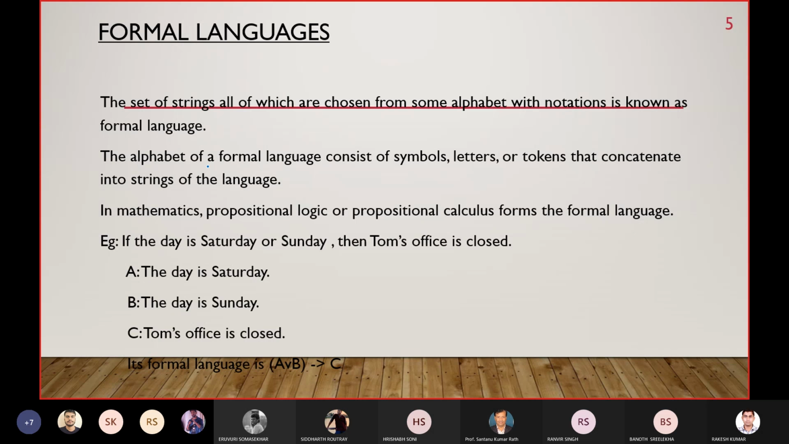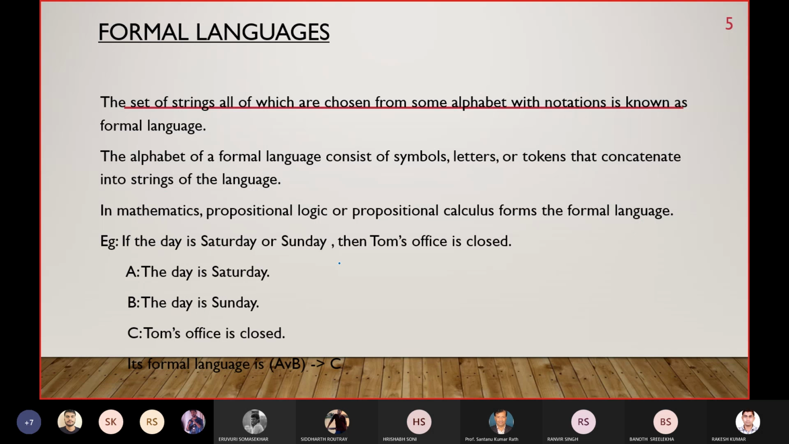Now, formal languages. What is a formal language? The set of strings, all of which are chosen from some alphabet with notations, is known as a formal language. The alphabet of a formal language consists of symbols and letters, like A, B, C, and symbols like at the rate of, hash, and tokens. After concatenation they become strings, and that whole set is the formal language. In mathematics, propositional logic or propositional calculus forms a formal language.